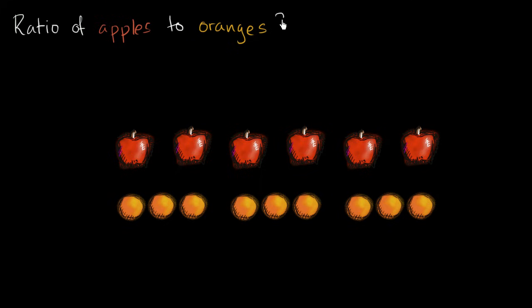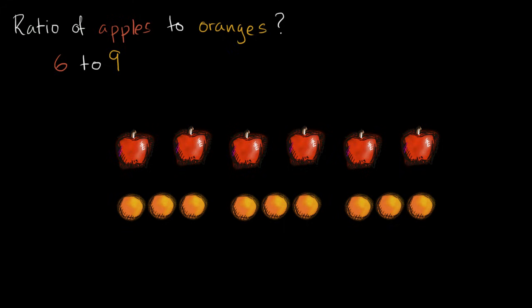So there's a couple of ways that we can specify this. We can literally count the number of apples, 1, 2, 3, 4, 5, 6. So we have 6 apples. And we could say the ratio is going to be 6 to, and then how many oranges do we have? 1, 2, 3, 4, 5, 6, 7, 8, 9. It is 6 to 9. Ratio of apples to oranges is 6 to 9.